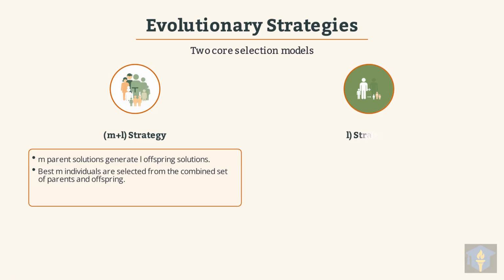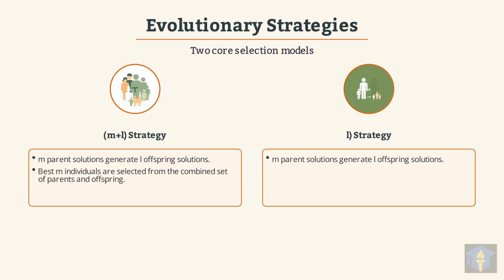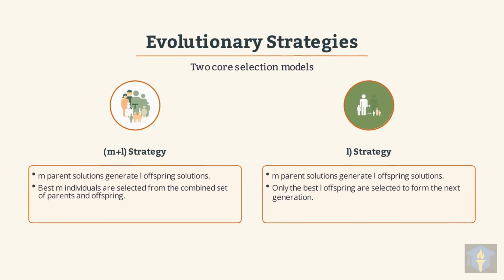Next, we'll examine the mu comma lambda strategy, another crucial selection model in evolutionary computation. Similar to before, mu parents still generate lambda offspring solutions in this model. However, here, only the best lambda offspring are chosen to advance to the next generation.